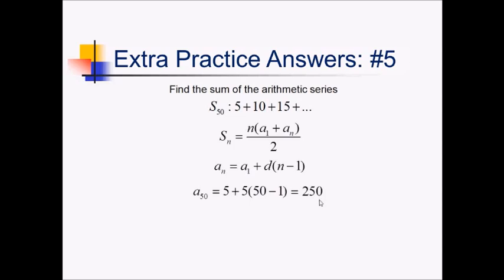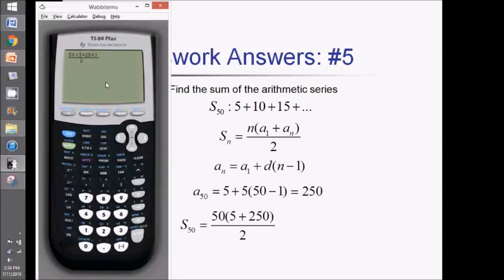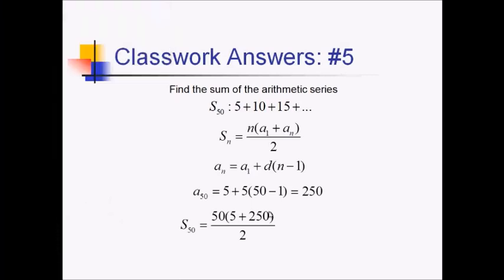Plugging all that in now, I've got 50 for n, 5 for a1, 250 for a sub n, all over 2. Let me use the calculator for this. So plugging all that in, my fancy fraction, that's going to come out to 6,375.